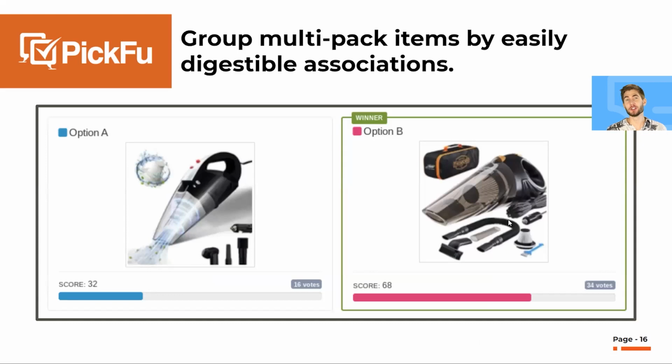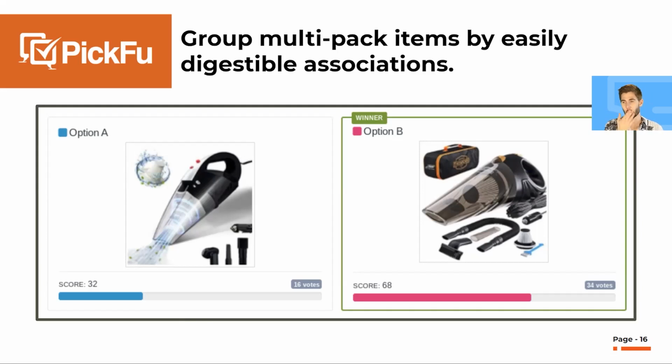The other thing that you can do in terms of your main image is if you're selling a multi-pack item, put the different multi-pack items in easily digestible associations. Remember earlier when I was talking about in part one that the brain is just a giant graphics processor, right? Your brain is trying to make the easiest work out of what it's visually seeing.